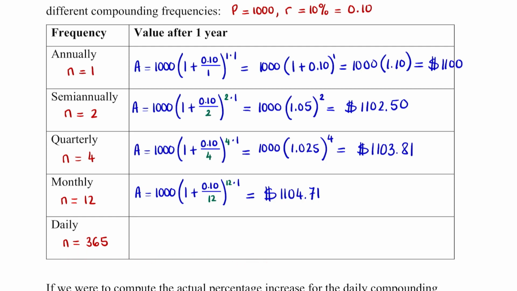And the last row, I want to compound daily. So I'm going to replace n with 365. Everything stayed the same except for n.